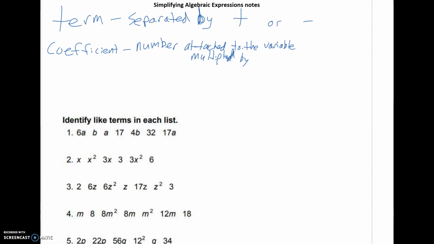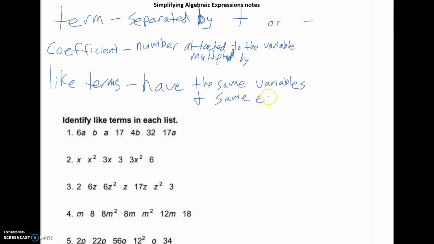And our last term, or our last really phrase, is like terms. So we have term and we have like terms. Like terms are parts of an algebraic expression that have the same variables or same letters and the same exponents. And again, just a minute, we'll be able to see these definitions come to life in these math problems, and hopefully they'll make a little more sense to you. Okay.